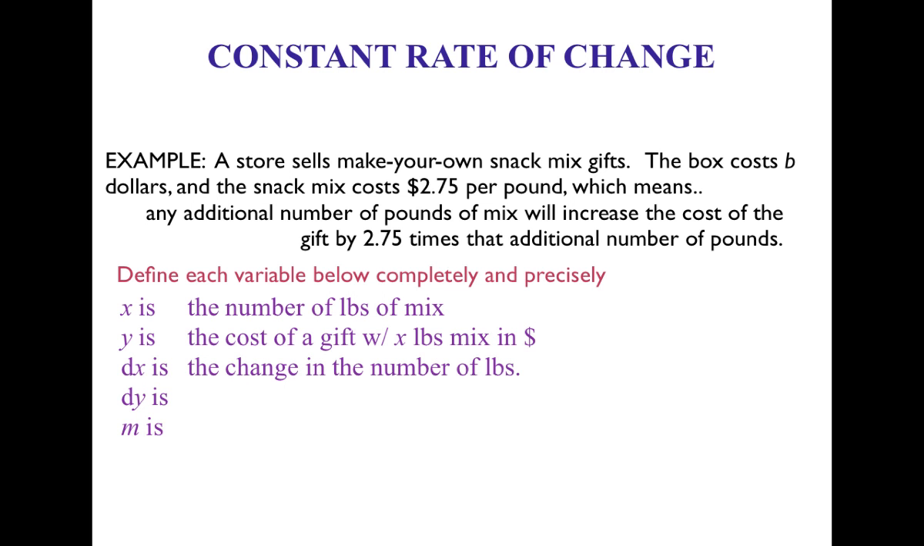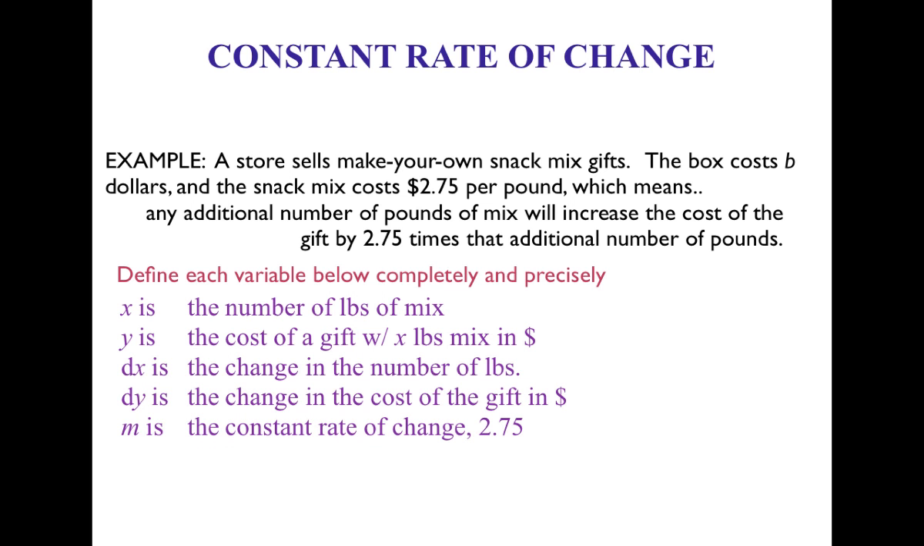DY is the change in the cost. Change of the cost? And so I said that M is the constant rate of change of the cost in relation to the number of pounds added to the mix. Sounds good to me. And that's the 2.75.